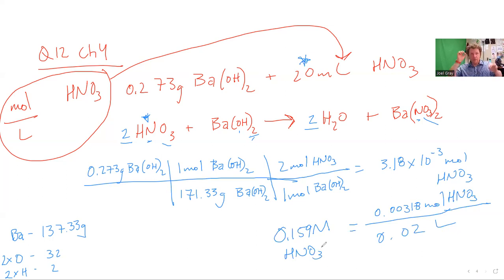We had a mass that was reacted with a volume. We had to figure out the number of moles of that substance and then divide it by the volume that we were provided with. Okay, well, that does it for chapter 4. I hope this is helpful and I hope you have a good one.